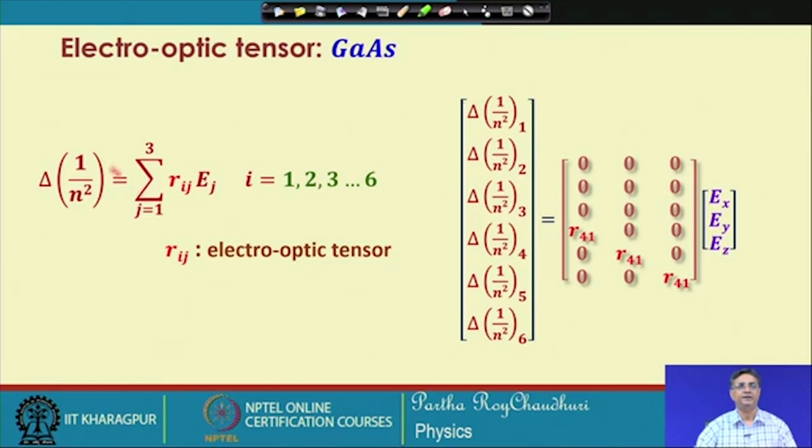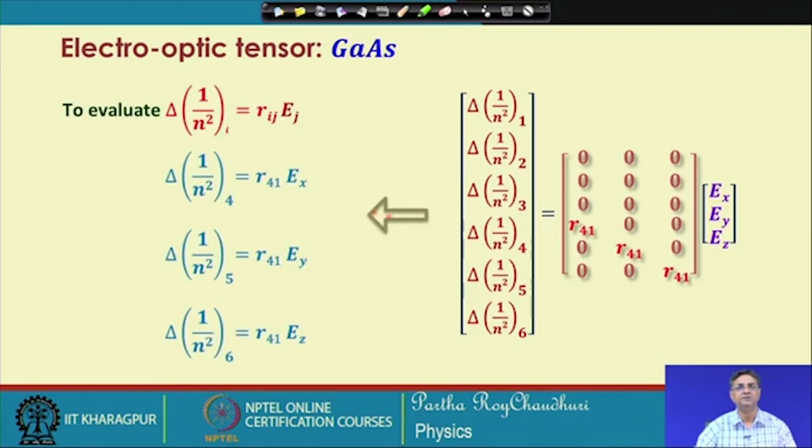So, for gallium arsenide, I write the change in the impermeability. This is the well known equation we have used several times before, that delta of 1 by n square, that is the impermeability change, is equal to this quantity, and the explicit form is this. All the 6 elements are now evaluated in terms of this. So, this will decide which elements will be non-zero after I take the matrix multiplication with E x, E y and E z. We will do that to understand this.